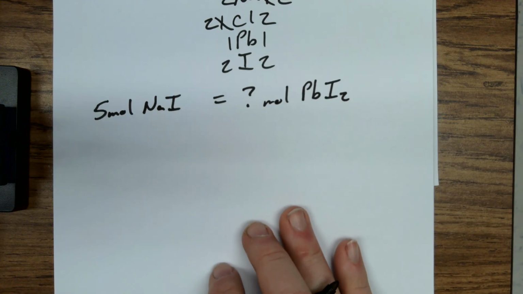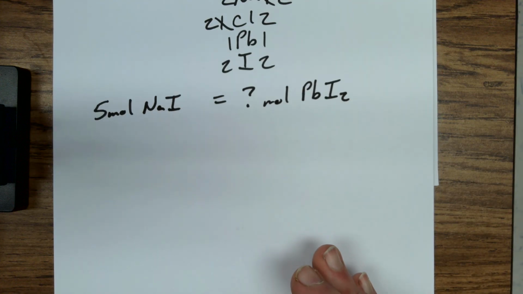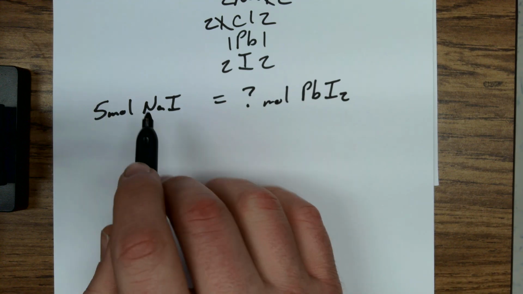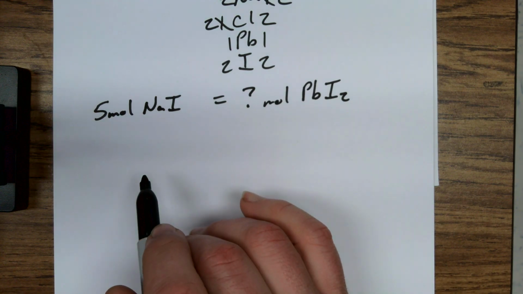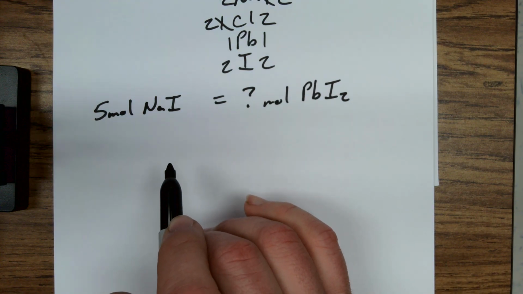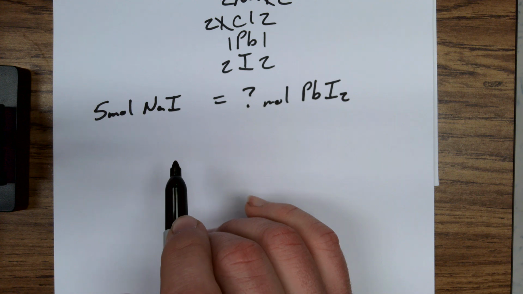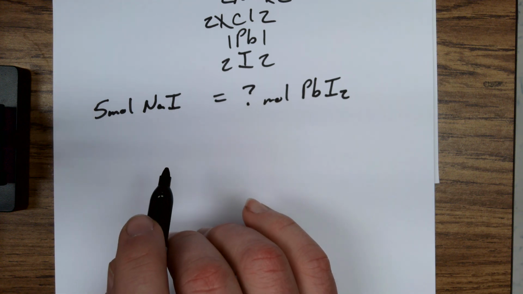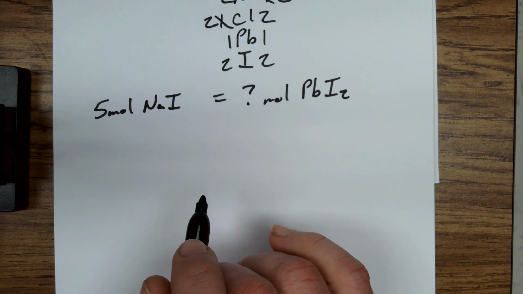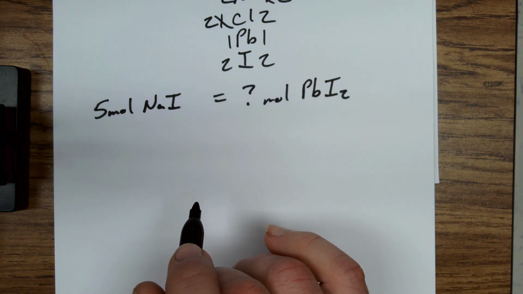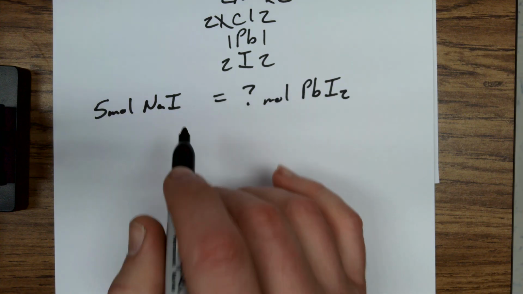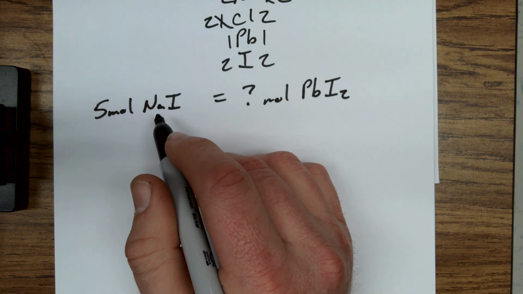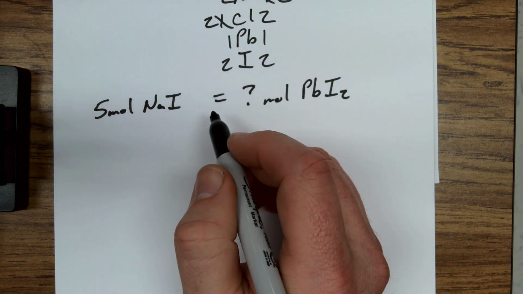Do I need to convert my moles into moles? Do I need to convert 5 moles of sodium iodide into moles of sodium iodide? No, right? Because it's already in moles. I could skip step 3, right? Does that make sense?